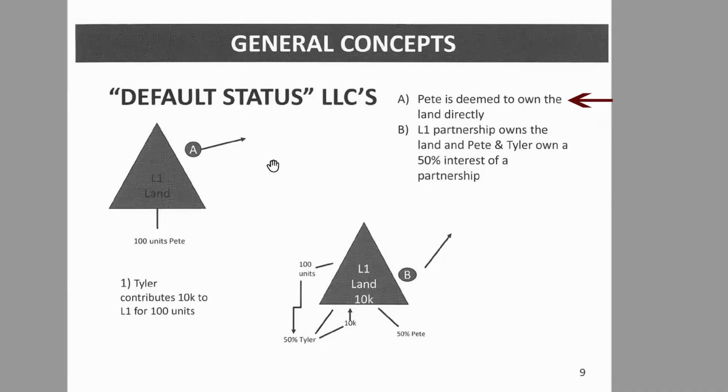Pete is deemed to own the land directly. L1 owns the land. Pete and Tyler own. Evidently, Tyler contributes $10,000 to L1 for 100 units. Well, what revenue ruling do we use to diagnose this? 99.5. And 99.5 says there are two situations. He buys, or he contributes property and forms the partnership. Doesn't he give you money?